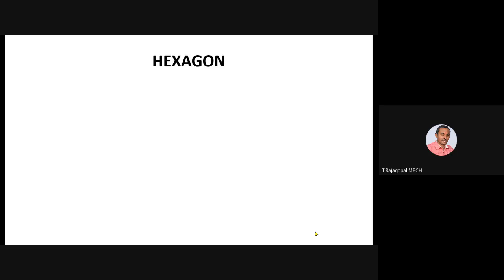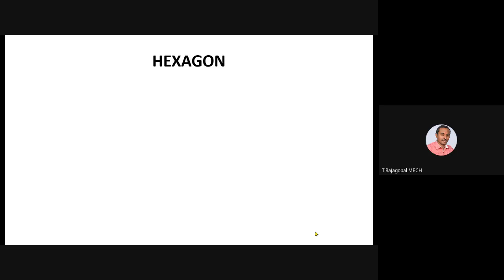In this session, we will discuss hexagon related plane surfaces. We will discuss how to project the hexagon as a plane surface with respect to VP as well as HP, based on the condition of the plane surface. First of all, we will see how we can draw the hexagon.